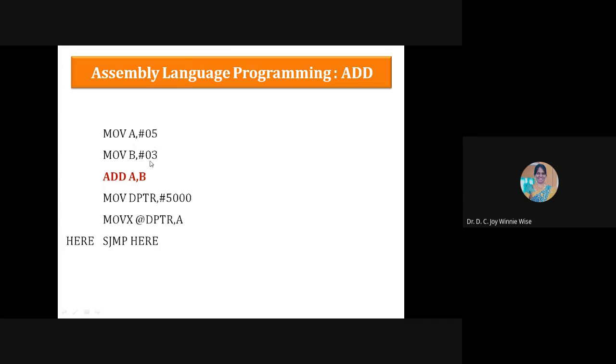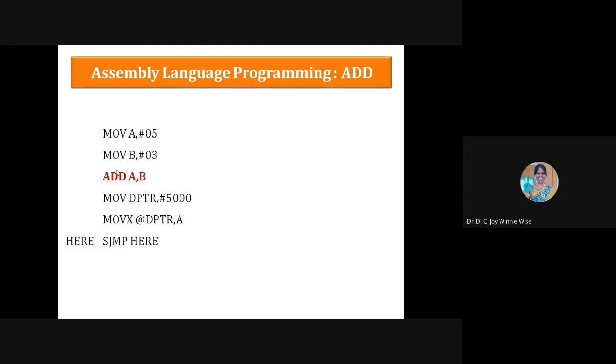Okay. Next the second data is moved to B register. So third, I'm writing the instruction ADD A, B. So the content of A and B will be added and the result will be available in accumulator. Okay. So the output is available in accumulator.